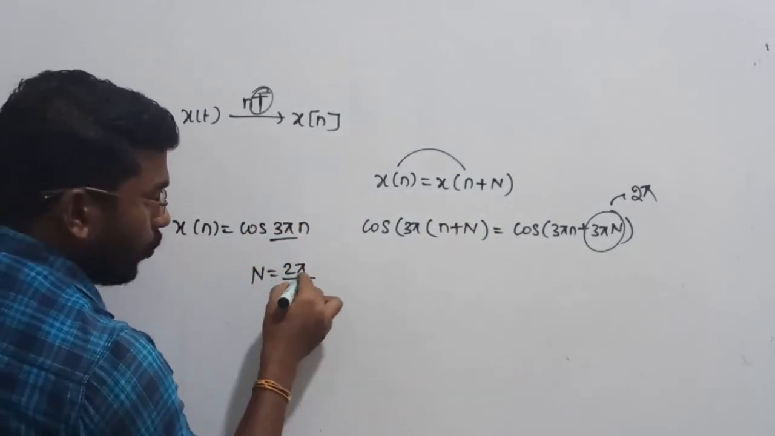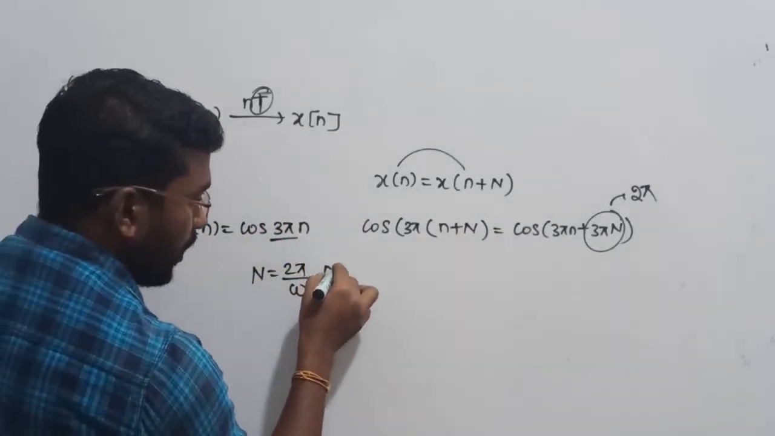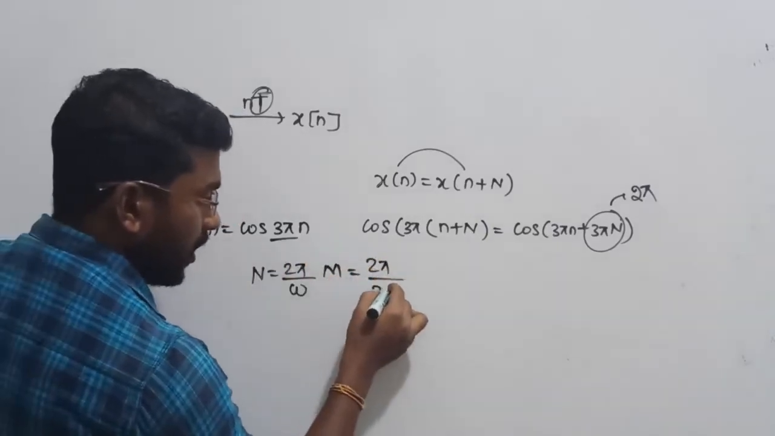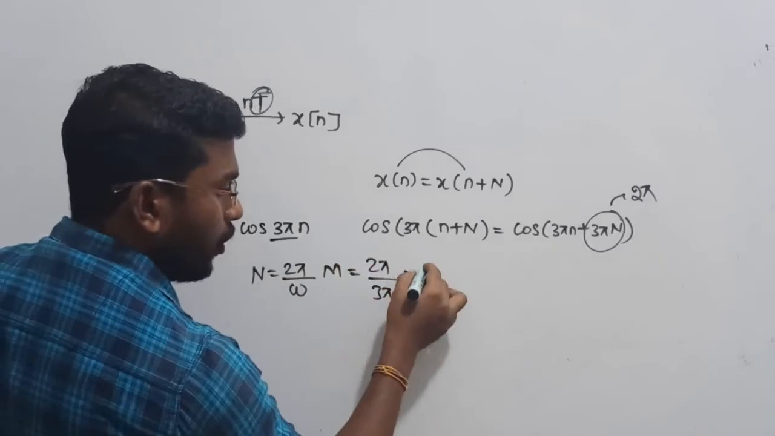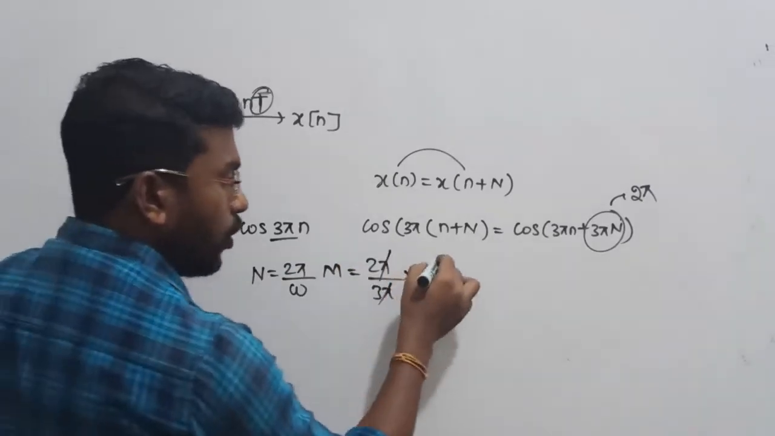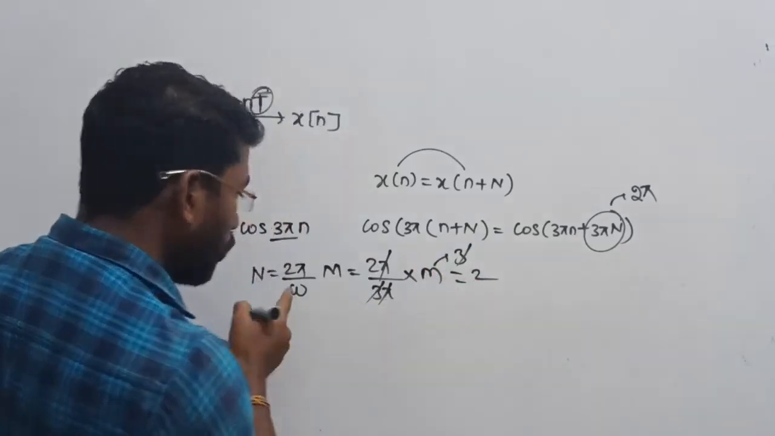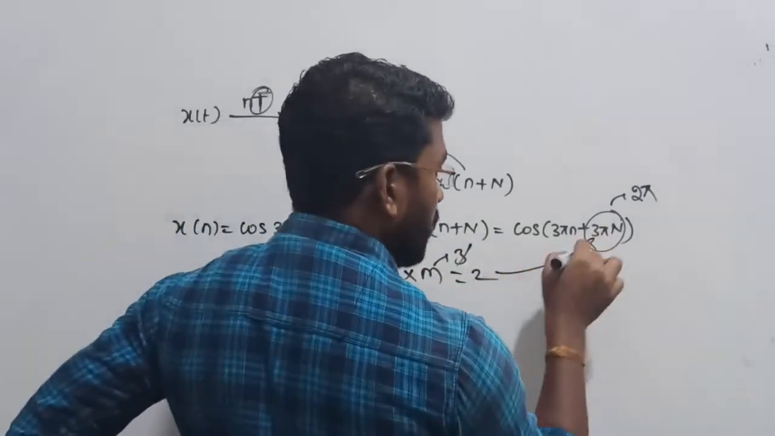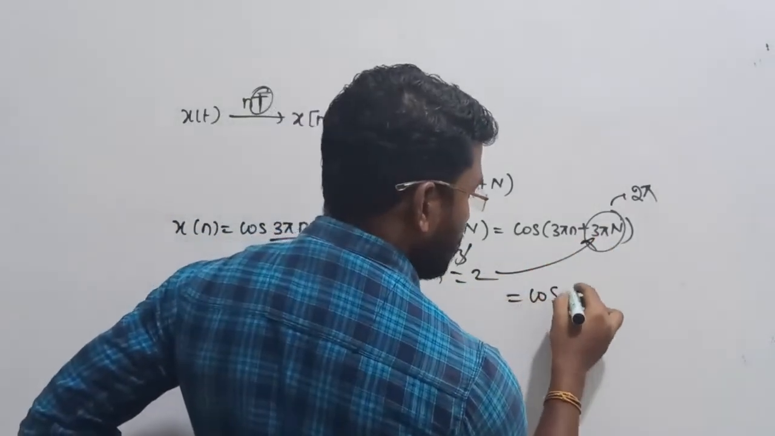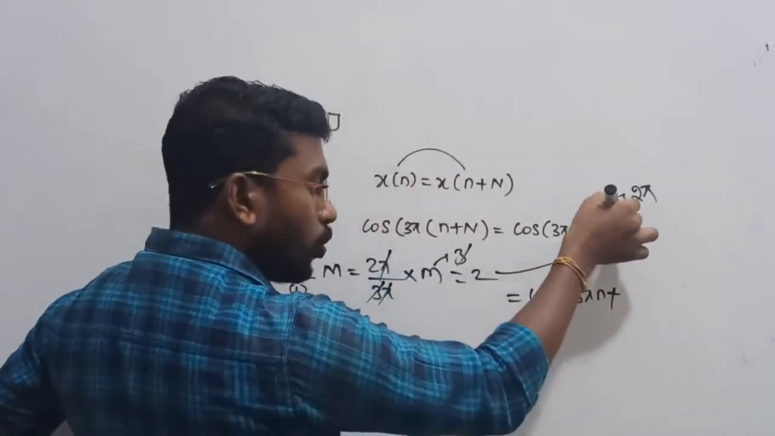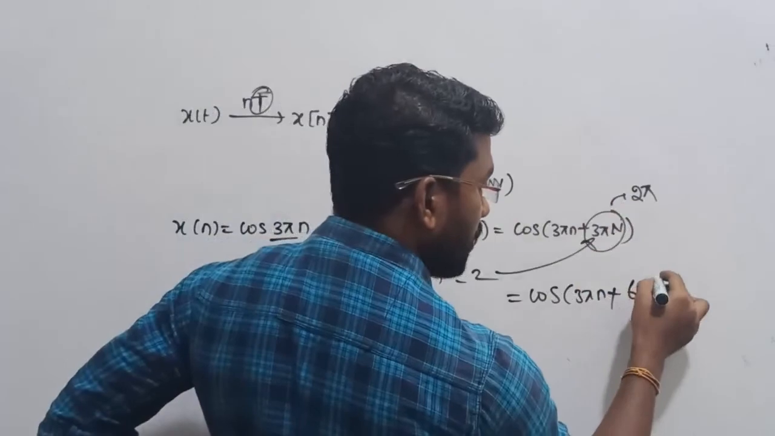N is going to be 2 pi by omega into small integer m. So 2 pi divided by omega is how much, 3 pi into the value of m I don't know, but let me cancel it. அப்ப m ஓட வேல்யூ என்னது, minimum value 3 தான். எனக்கு denominator cancel ஆகும் அவ்வளவுதான். So N is going to be 2, fundamental time period. அத அப்படியே நீங்க சப்ஸ்டிட்யூட் பண்ணீங்க, it is going to be cos of 3 pi n plus N க்கு பதிலா 2 சப்ஸ்டிட்யூட் பண்ணீங்கன்னா 2 into 3 pi will become 6 pi.